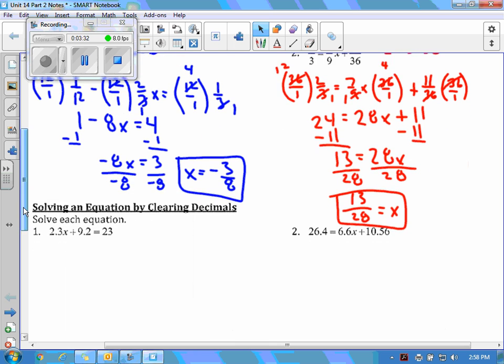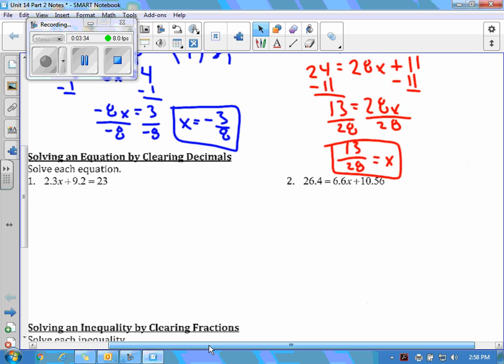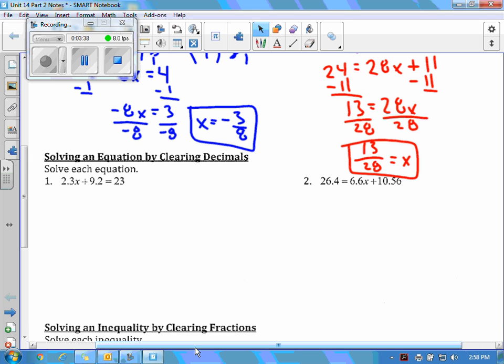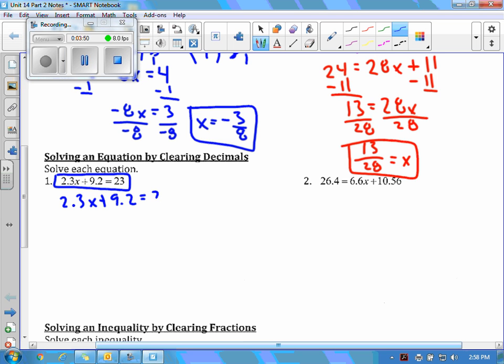So the next thing I want to look at is solving an equation by clearing decimals. So if you look, I have 2.3x plus 9.2 equals 23. So first, of course, I need to rewrite this. Box and rewrite, so I have 2.3x plus 9.2 equals 23. So to clear decimals, I'm always going to multiply by some power of 10. So like 10, 100, 1,000, whatever. Now I determine that by how many decimal places I have. So 2.3 and 9.2 are both to the tenths place. So that tells me that I'm going to multiply everything by 10.